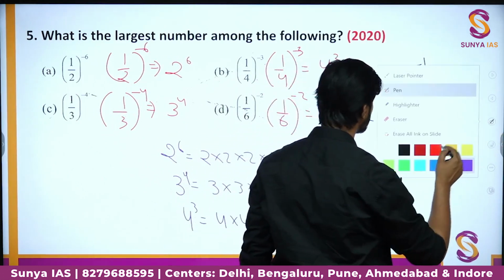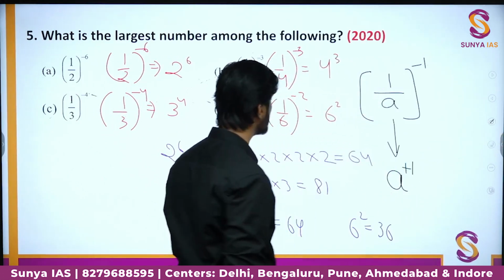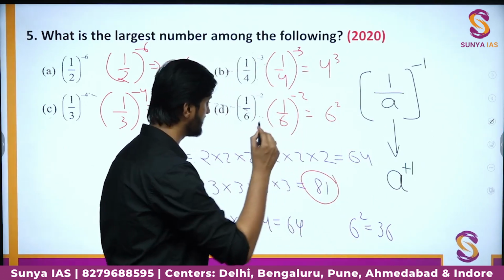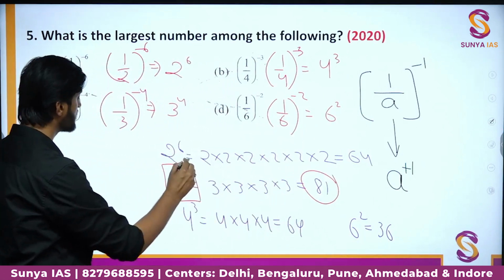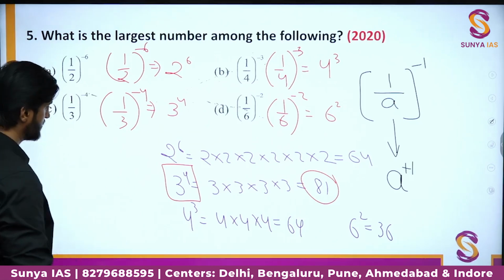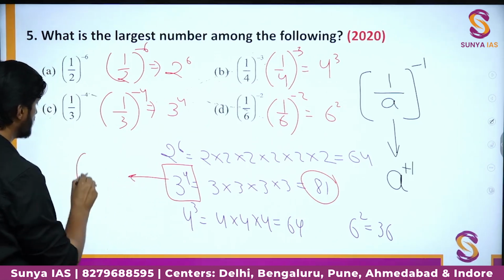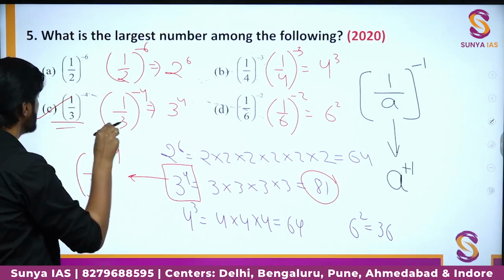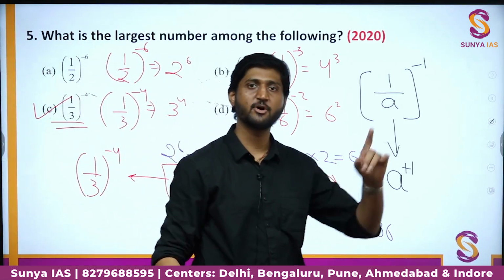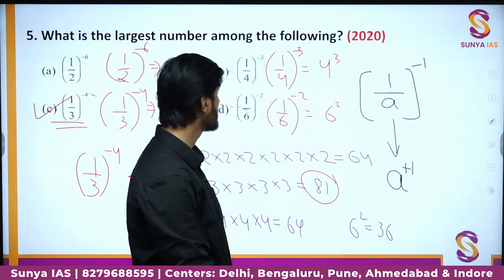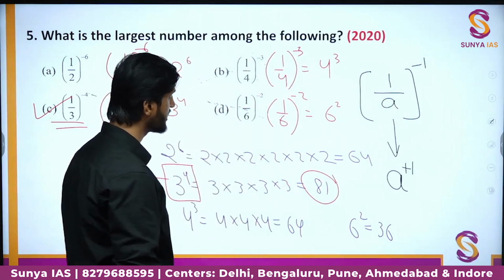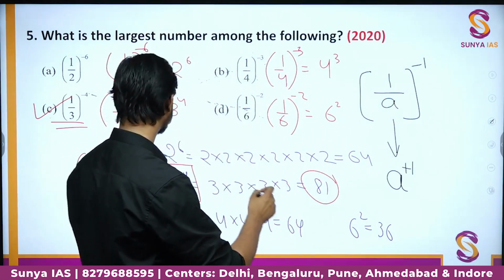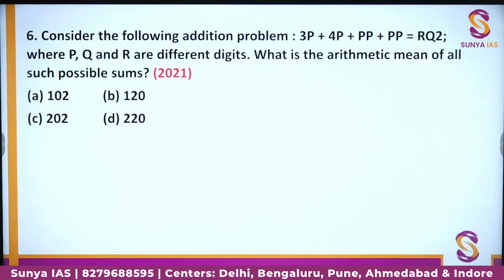So, if I ask you what is the largest among all, the largest value is going to be 81, which means 3 to the power of 4 is the largest number, and therefore, one can say 1 by 3 to the power of minus 4, that is option number C, is going to be the largest number among all 4. So, I think we should move on now to the next question.